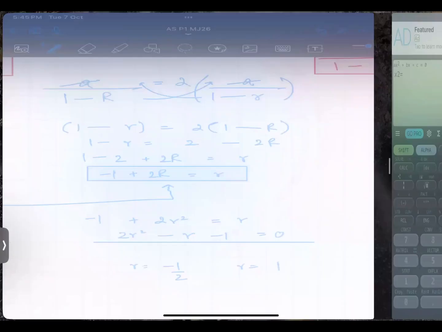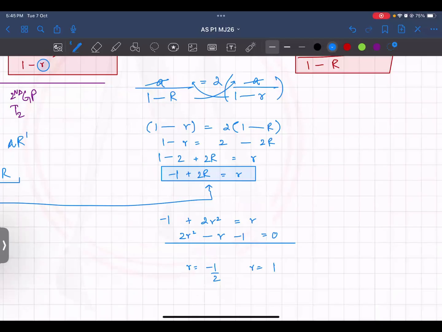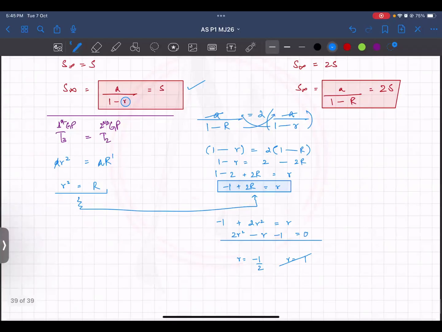This r as 1 is not used, because when your r is 1, then the terms won't change. Right? You're multiplying every time with 1, 1, 1, 1, 1. The multiplier is 1, so your terms won't change. So r is equal to 1, you will get rid of it. And so now your small r is negative half.